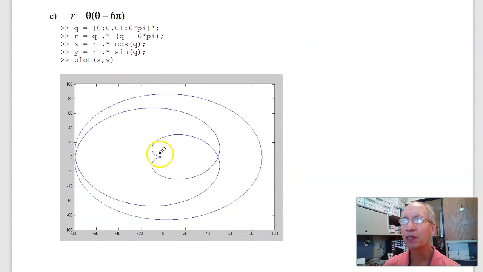Part C, if r is theta times theta minus 6 pi, given theta, calculate r, find the x value, find the y value. That's what this plots as. So in polar form, you can create some kind of pretty functions. To plot them in Matlab, I have to convert back to x and y.